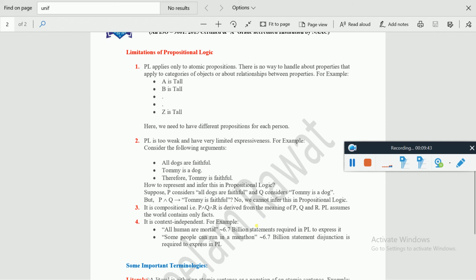If I said all humans are mortal, then to express this for all humans, I need to write almost 6.7 billion statements in propositional logic. In the same way, some people can run a marathon. So again, I need to write billions of statements in conjunction to express it in propositional logic. So these are the limitations of propositional logic, which is very important to notice, because in the next topic it will be clear how predicate logic has come into the picture.